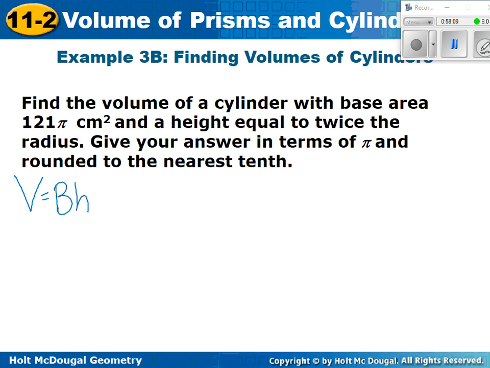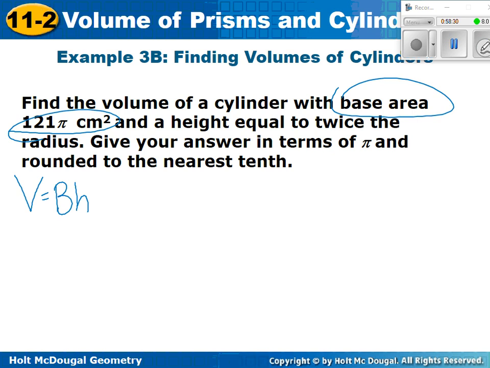So today is easy because we only have one formula for volume. We'll eventually have more formulas. That's not true. We have a volume for a hexahedron or cube, right? Okay. So really we have 2 formulas. Find the volume of a cylinder with a base area of 121 pi centimeters squared.